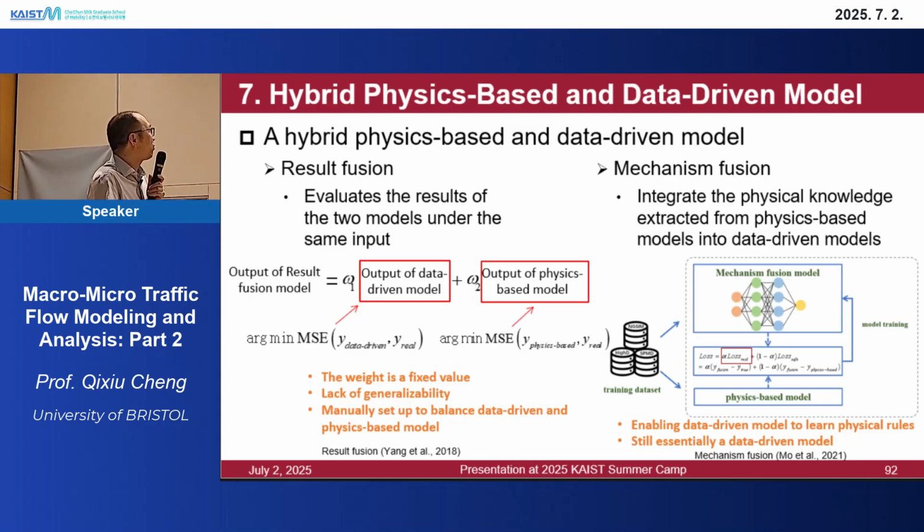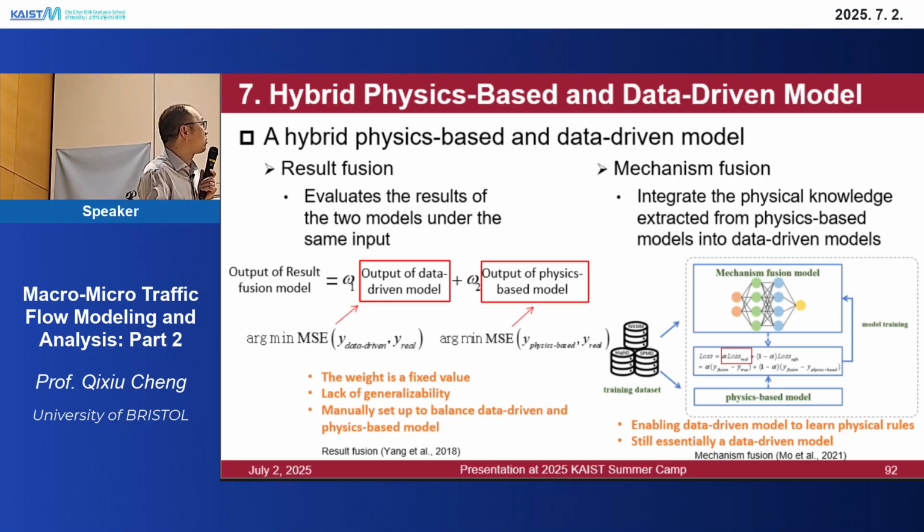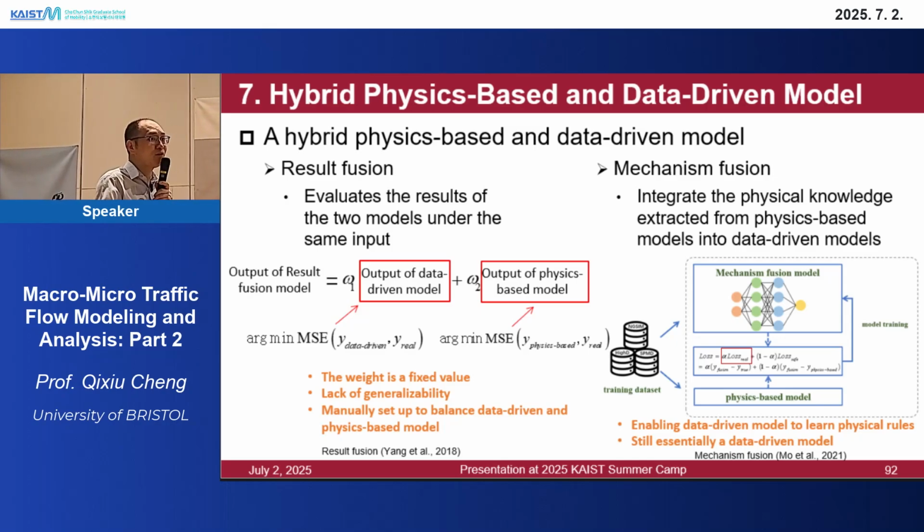So another approach is to combine the physics-based and data-driven models. In the literature, there are two approaches, result fusion and mechanism fusion. For result fusion, it just estimates with the data-driven model, estimates with the physics-based model, and just uses a weight to combine the results. This is the result fusion.